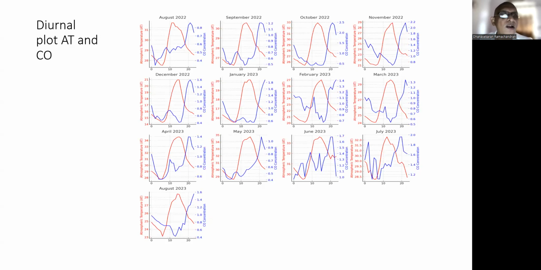I also did another study, a diurnal plot with respect to atmospheric temperature and CO. What happens when the temperature is lower or higher and how does the CO behave? This blue attribute is the CO. As the temperature comes down, the CO level goes up. This is one of the inferences that I've drawn, with respect to time and also with respect to the month. Very interestingly, we can see that as the temperature reaches its highest peak, the CO level is minimum.